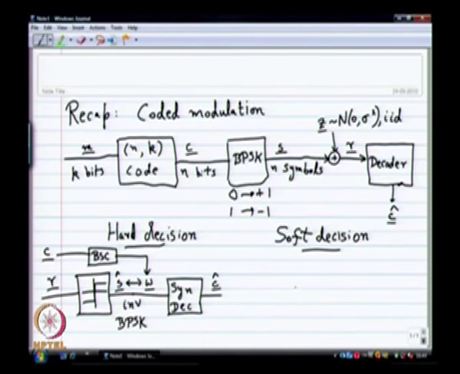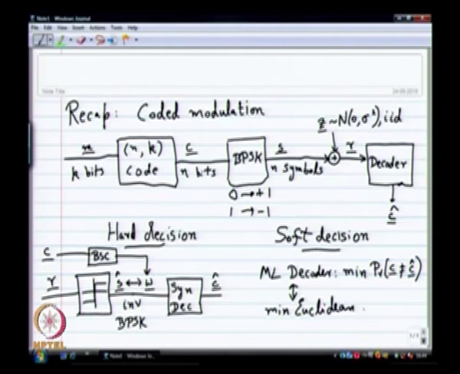In soft decision, in the last class we defined the ML decoder, which minimizes the block error probability that C is not equal to C cap. And I showed the equivalence: in BPSK over AWGN, the ML decoder is equivalent to minimizing Euclidean distance.